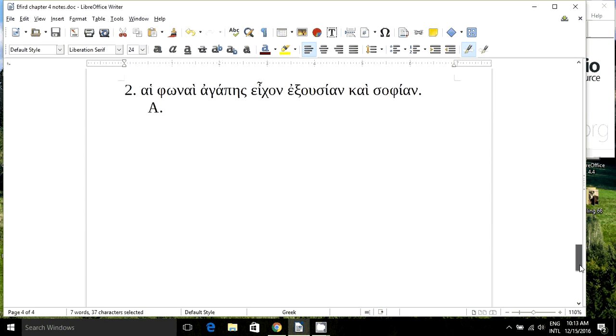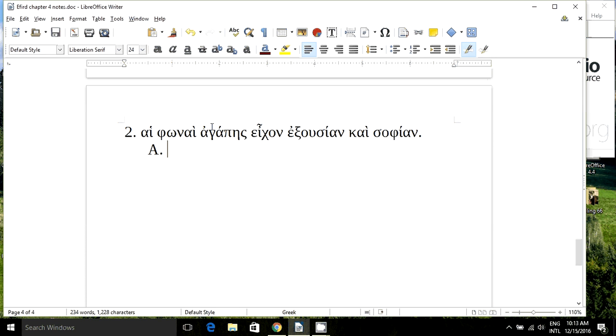Okay, let's do another example. Number 2 from chapter 4. Where's my verb? First, let's read it. Hai phonai agapes eichon exousian kai sophian. Where's my verb? Here it is.